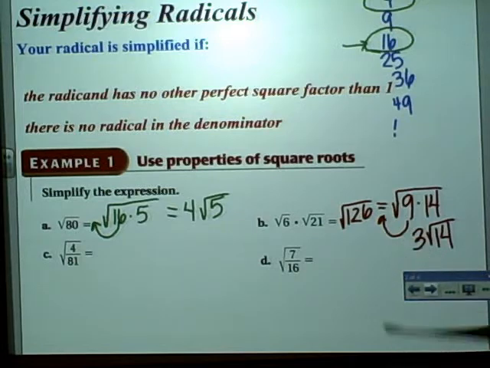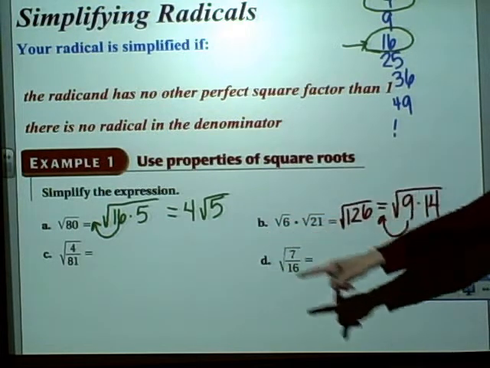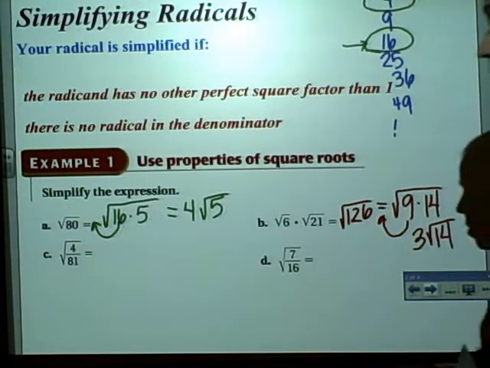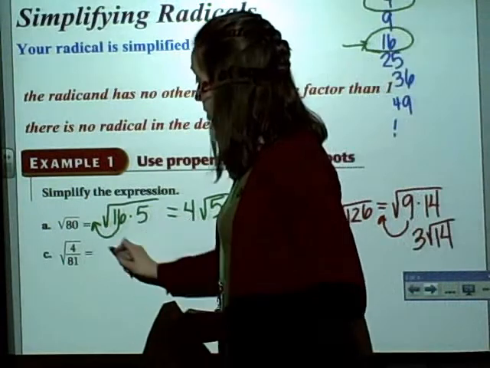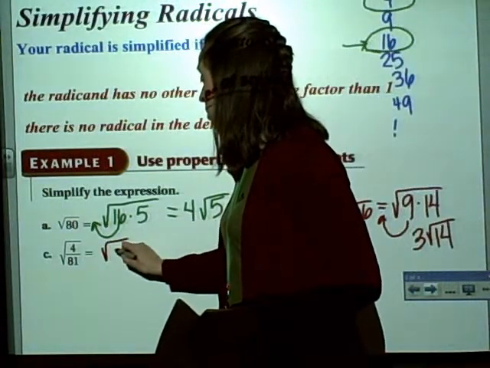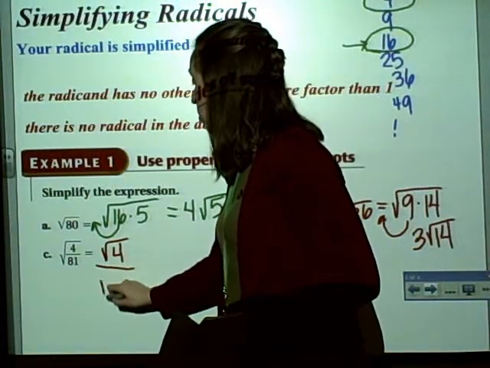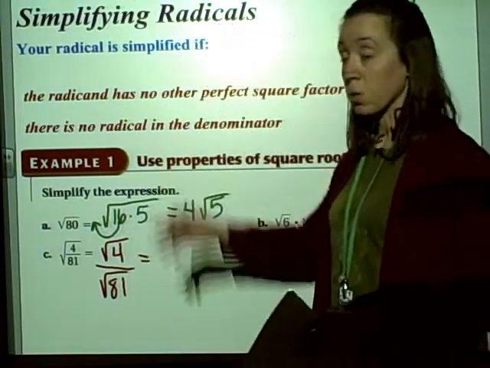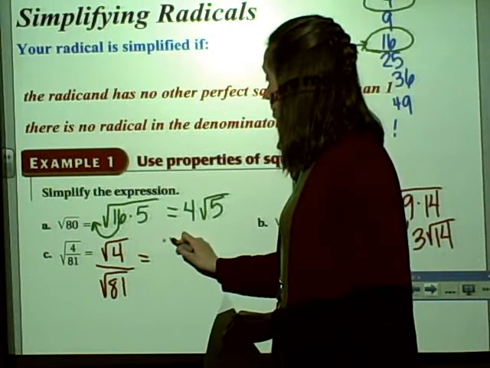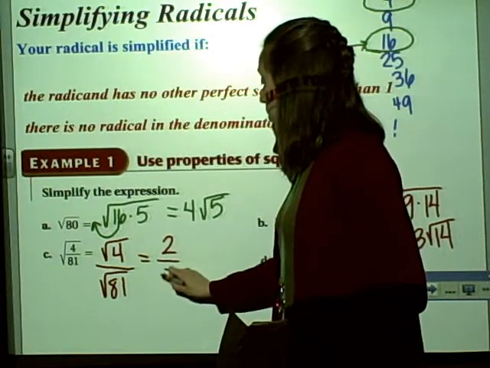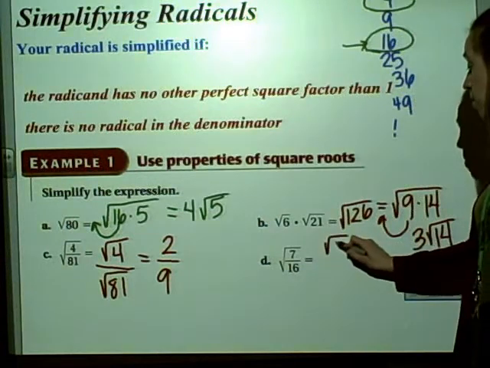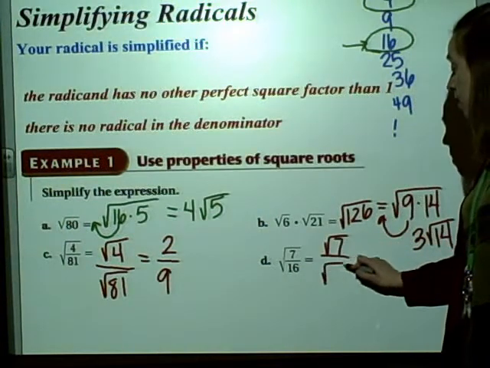Okay? Letters C and D are examples of our quotient property. We want to take the square root of this fraction, that is the same as taking the square root of the top divided by the square root of the bottom. And then I'm just going to do those square roots. Square root of 4 is 2. Square root of 81 is 9. Same deal with this guy. Square root of the top divided by the square root of the bottom.